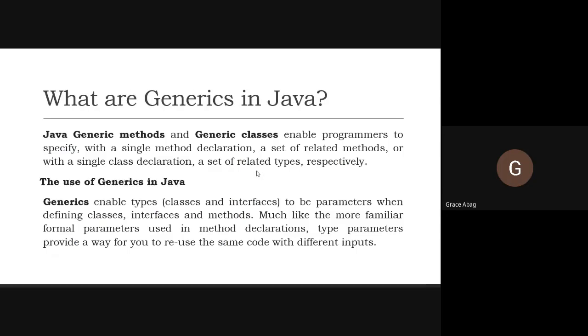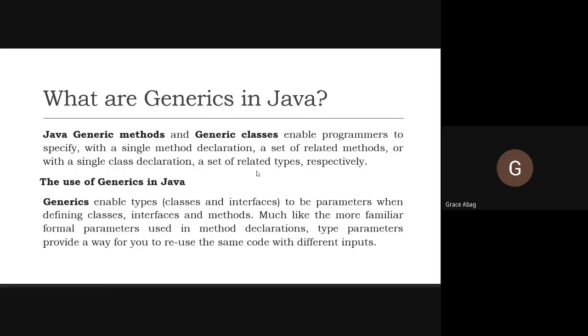All right, so next is generics. So what are generics in Java? We have, I think, 2: Java generic methods and generic classes. They enable programmers to specify with a single method declaration a set of related methods, or with a single class declaration a set of related types, respectively.